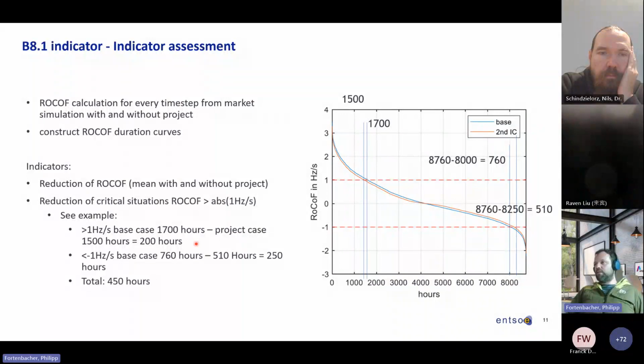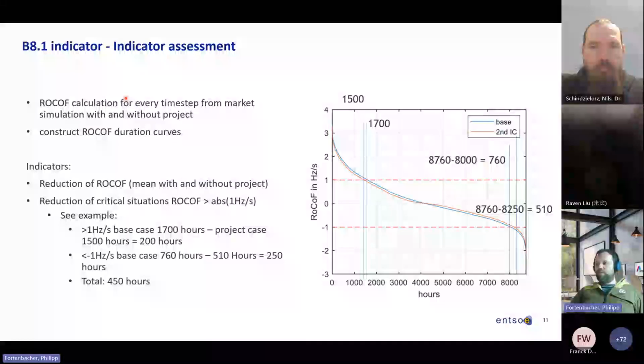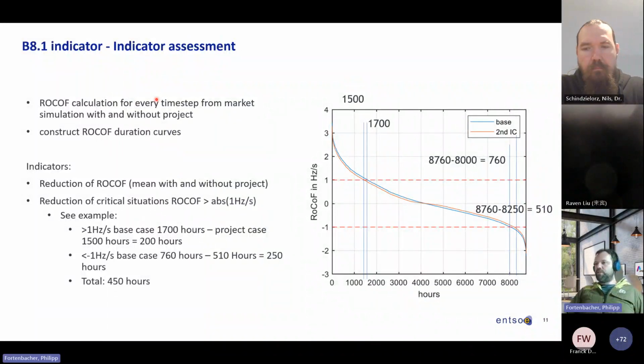And this transfers then to better stability performance. We do the same calculation for the case when we have lower than -1 hertz per second. So in total, we would save for this project 450 hours. We would reduce the critical situations. Okay, so this is the methodology that we have now foreseen in the implementation guidelines. Are there any questions regarding this?